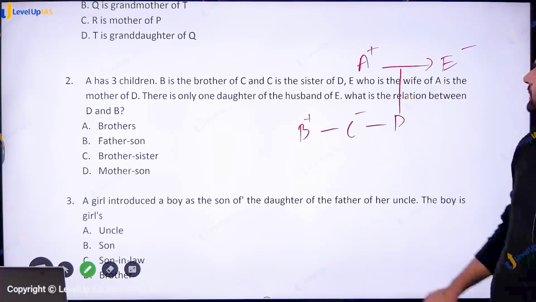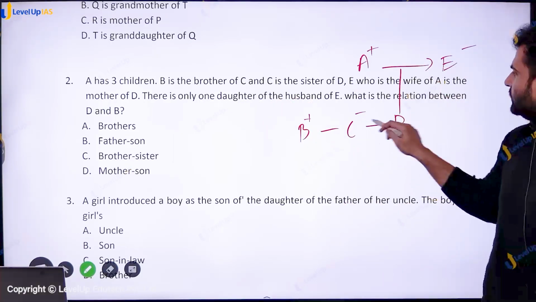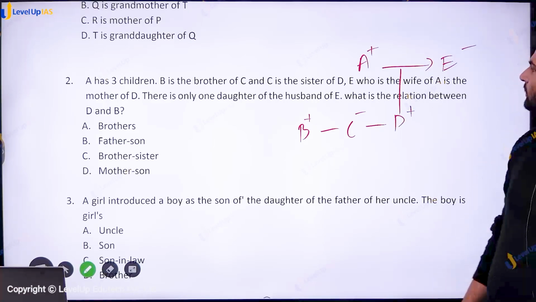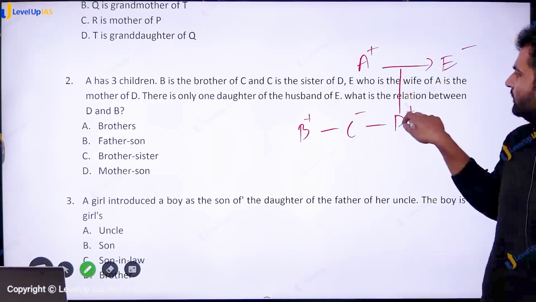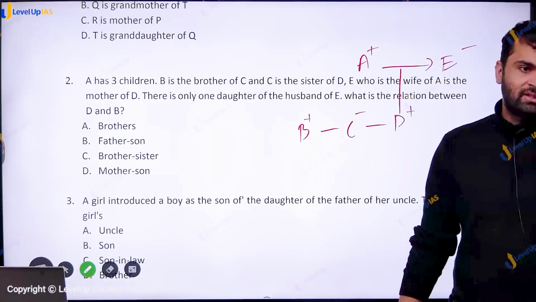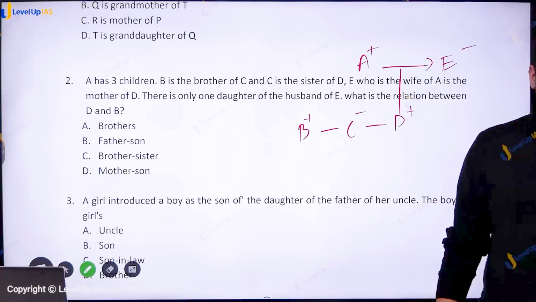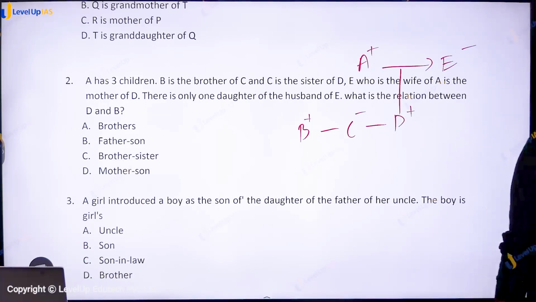There is only one daughter of husband of E. There is only one daughter, so he is also son. Then what is the relation between B and D? Brothers, right? Very simple, straightforward.